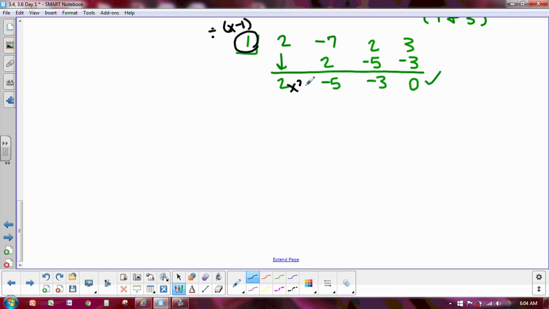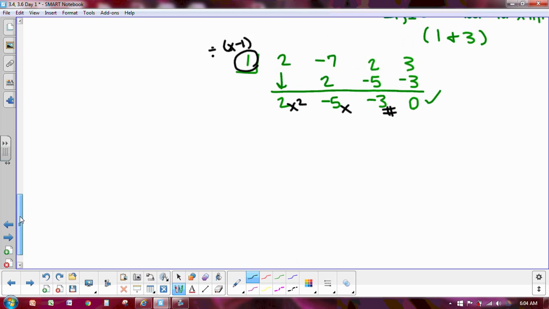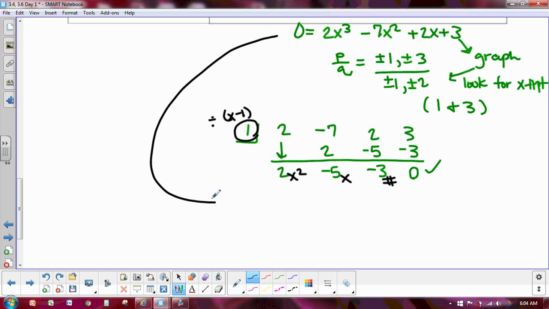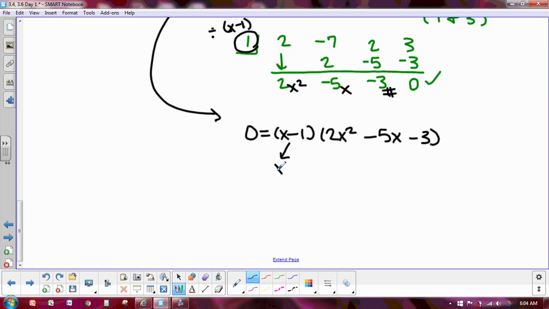And then I interpret my answer, 2x squared minus 5x minus 3. So now I take the cubic equation that I have, and I can rewrite it as 0 equals x minus 1 times 2x squared minus 5x minus 3. So from the x minus 1, I have the answer that x equals 1. And from the 2x squared minus 5x minus 3, I start off and try the AC method. And it hasn't been working, but that doesn't mean that I don't keep trying. So I get negative 6. In this case, it actually does work.